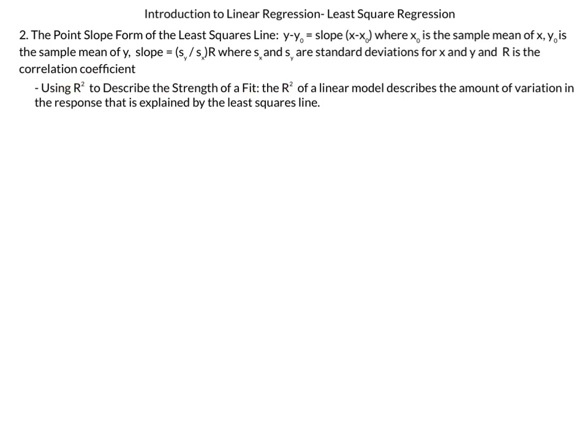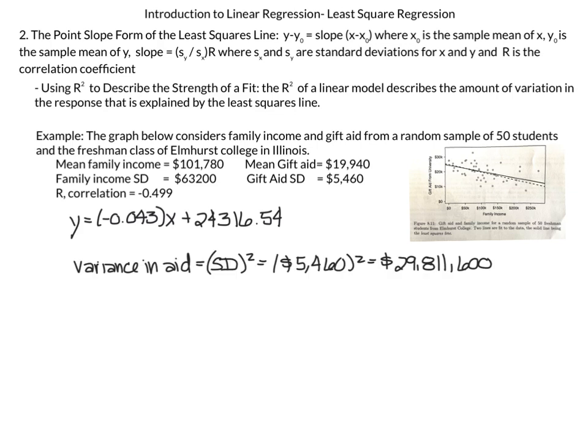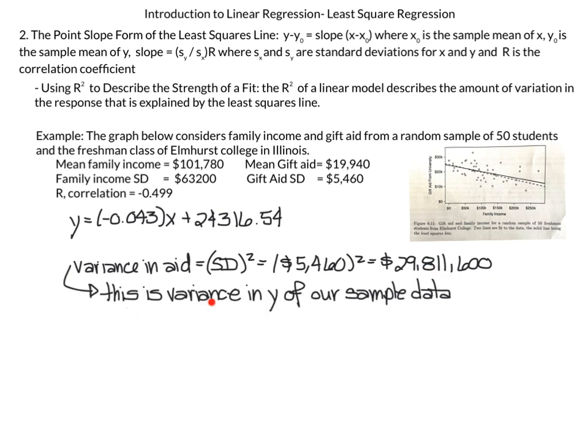The next idea we want to take a closer look at, using r squared to describe the strength of a fit. The r squared of a linear model describes the amount of variation in the response that is explained by the least squares line. So let's bring back our example. And let's calculate our variance in aid, which is the standard deviation squared. So our aid here is 5,460 standard deviation. We square that, and we get 29,811,600.